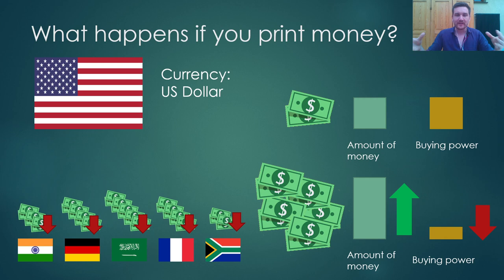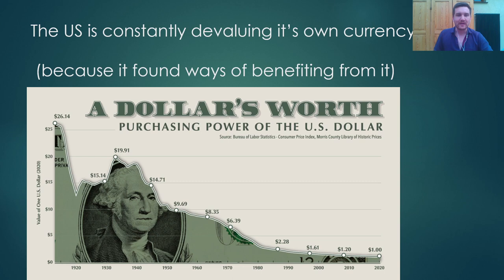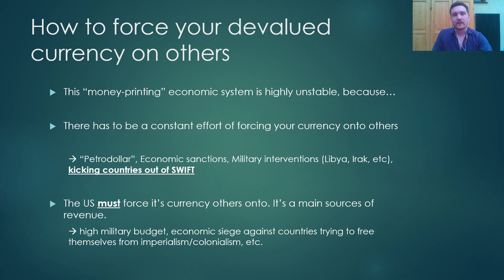And so this is why the United States is constantly devaluing its own currency, because they found certain mechanisms of benefiting from it, of creating wealth out of thin air. And this is, of course, a highly unstable process, because you constantly have to force your currency onto others. And the reason why we trade oil and gas in petrodollar, the reason we have the existing petrodollar, is an implication of this US dollar hegemony.